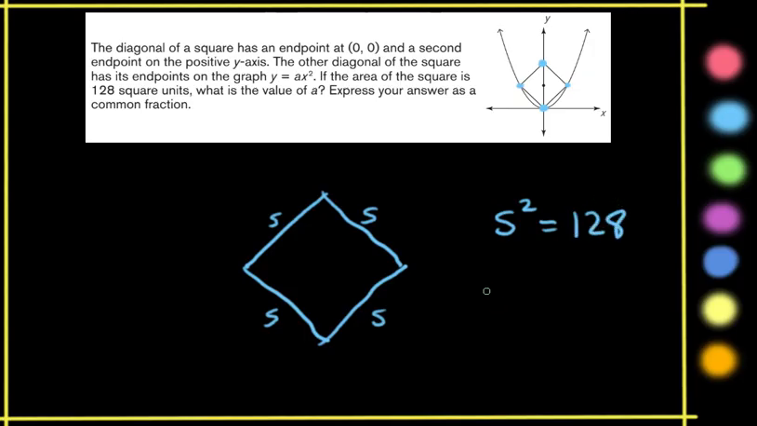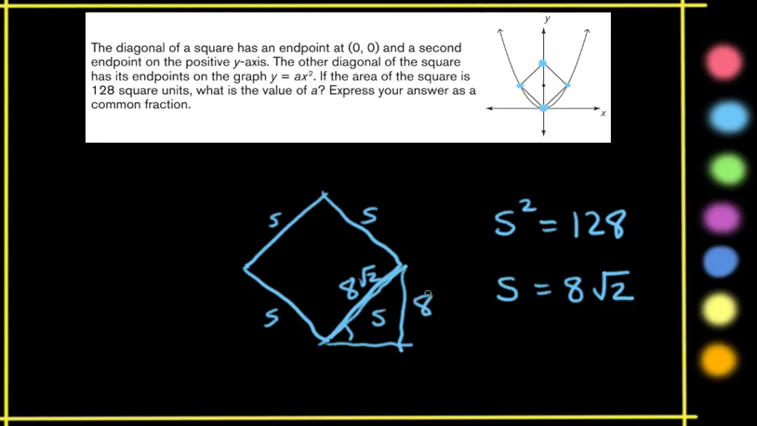And so that s, we can take the square root here, and that's going to be 8 times the square root of 2. And so if this is 8 times square root of 2, we know it's at a 45-degree angle here. Then this is 8 square root of 2 here. And we can figure out that this is 8 and this is 8. So that means this point here is at 0, 0, right? That means this point is going to be at 8, 8.